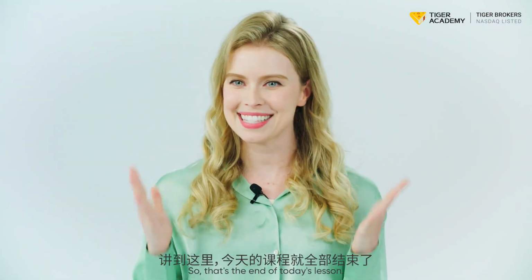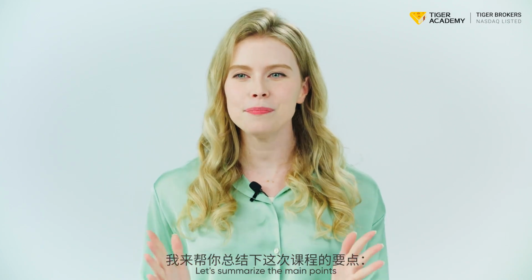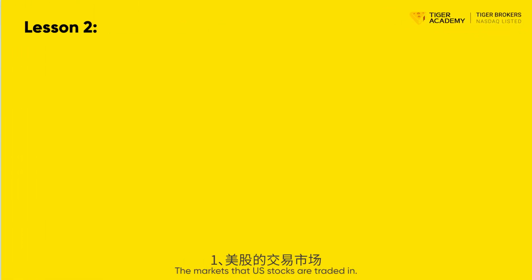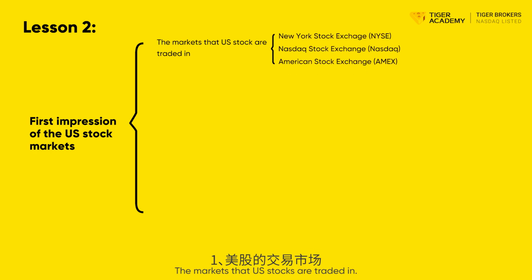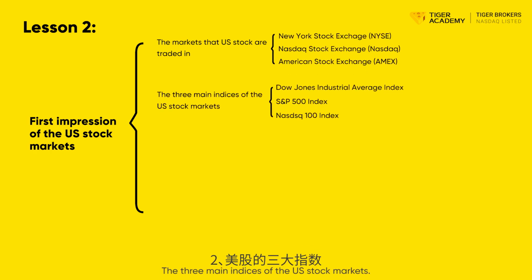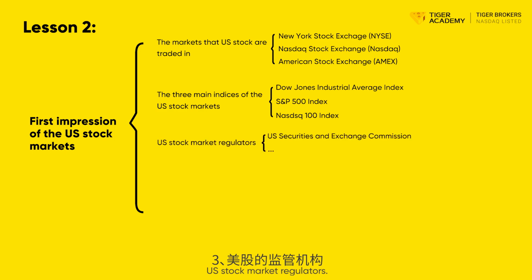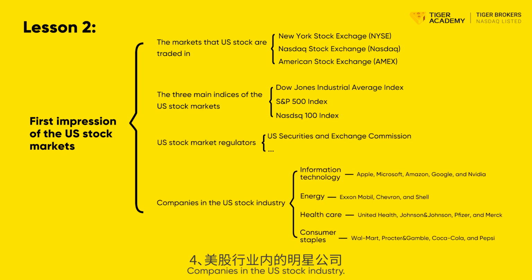So that's the end of today's lesson. Let's summarize the main points we covered today. The markets that U.S. stocks are traded in. The three main indices of the U.S. stock markets. U.S. stock market regulators. Companies in the U.S. stock industry.